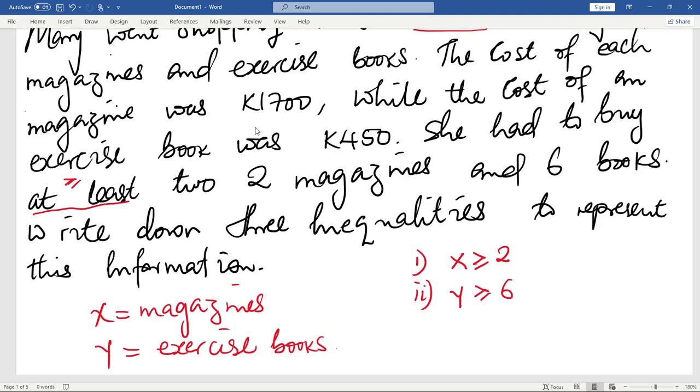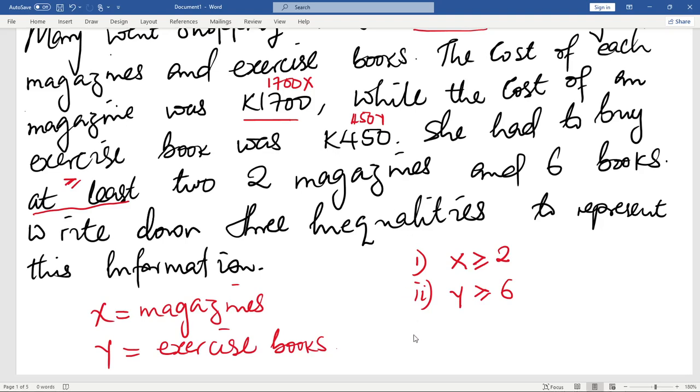Then we have this cost here that we have of a magazine here. So the cost of a magazine that we have there is 1,700 kwacha. So meaning that here we're going to say this becomes an inequality, this is going to be 1,700x like this here. So then the cost of an exercise book is 450y like this. Okay, so this becomes 450y like this here.